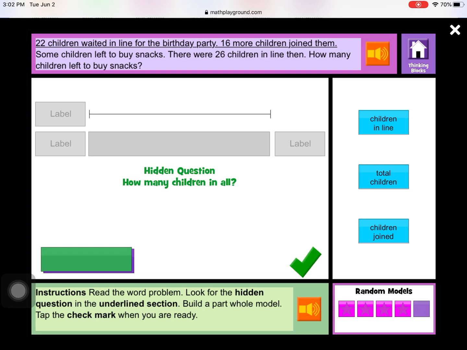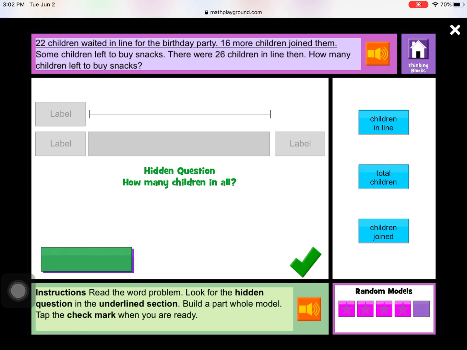Okay, 22 children waited in line for the birthday party. 16 more children joined them. Some children left to buy snacks. There are 26 children in line then. How many children left to buy snacks? This one has a hidden question. How many children in all? There is more than one step to this question, so I'm going to read it again.